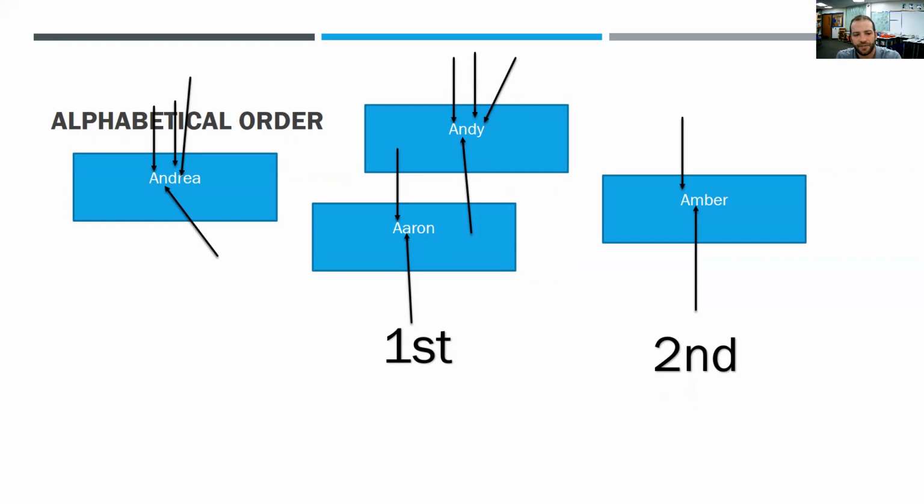Now we've got Andy versus Andrew. You look at A-N-D, A-N-D. They're both the same, so now we have to go to the next letter. One's R, one's Y. Oh, R is before Y, so that's third, and Andy's fourth.